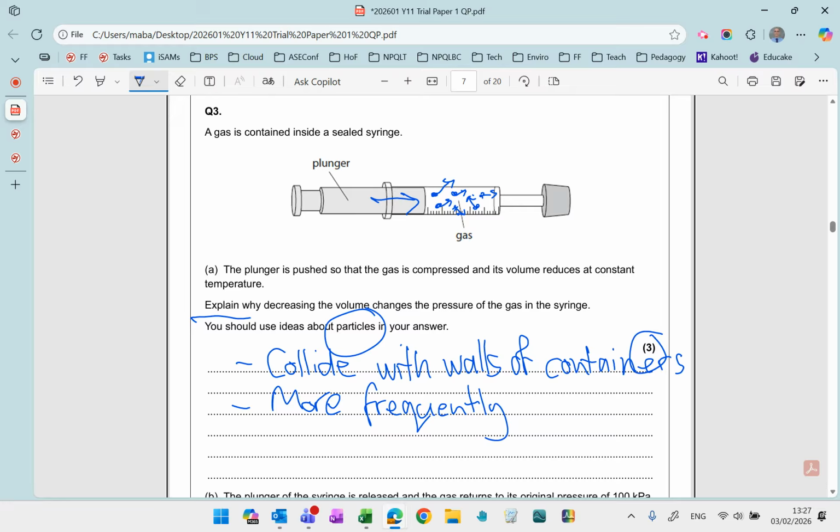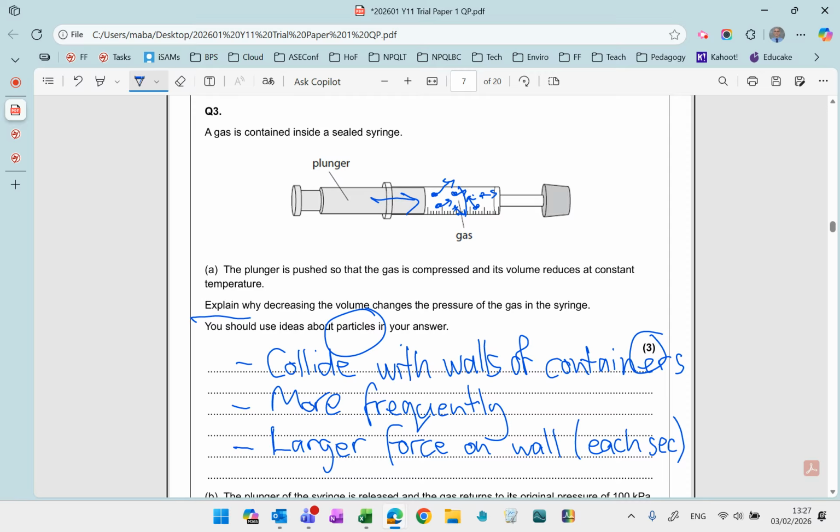Okay, so we've still got the same number of particles in there, but now because they're moving around in a smaller volume, they're colliding with the walls of the container more frequently, right? So what that means is per second, that's going to lead to a larger force, right? Because each time there's a collision, then there's a force. So if it's happening more frequently, that means that there's a larger force on the wall, each second or per unit time, right?